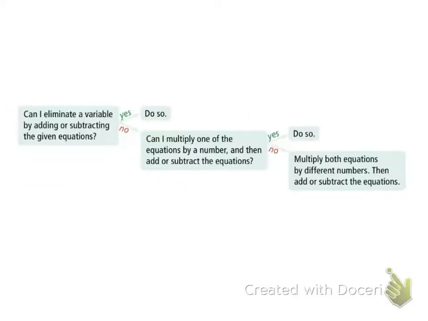So here's a little flow chart that's in your book as well, helping you to figure out when you need to multiply or not. If you can just add them or subtract them and they cancel off, do that. If you can't do that, figure out if you can multiply just one equation by a number so that when you add them they cancel, or subtract them they cancel out. And if you need to, you might have to multiply both equations by some number.